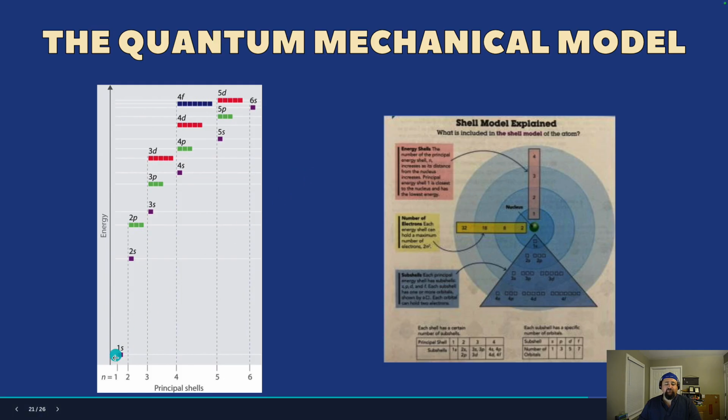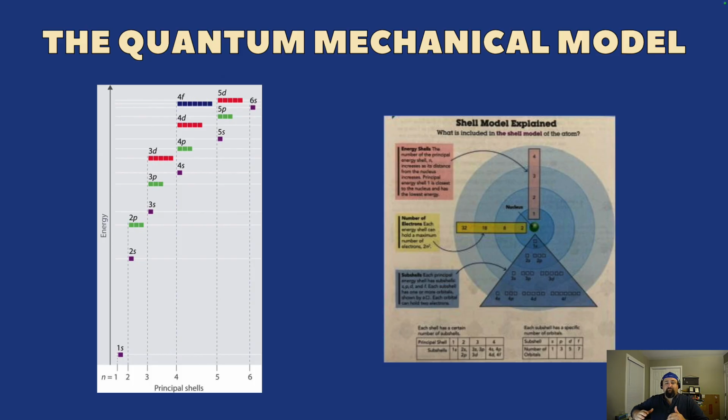In n equals 1, there's only one subshell. In n equals 2, there are two subshells. In n equals 3, there are three subshells. In 4, there are four subshells. Now, in 5, there would be 5 subshells, but we haven't discovered any elements yet that are that big that they would have the fifth subshell. We haven't gotten that far.